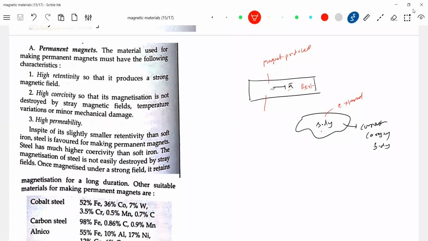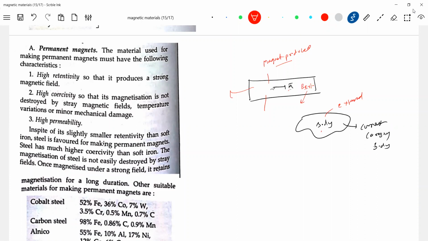Even if it's having less retentivity, if it's having high coercivity, that's fine. Suppose we go to a microwave oven. A magnet is needed. I manufactured an artificial magnet and fitted it inside. Due to some other current carrying elements, it will produce a magnetic field. And the magnet which was fitted in the microwave oven, what happened? It gets demagnetized, finish, over. It will lose all magnetism. Why? Because of the stray fields.